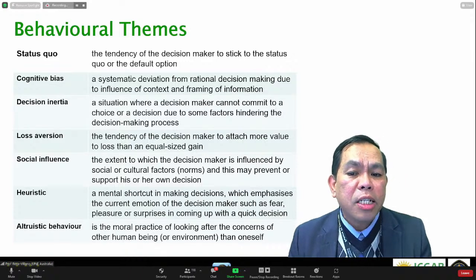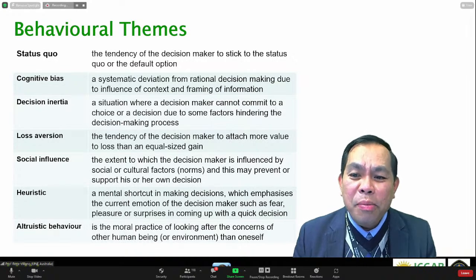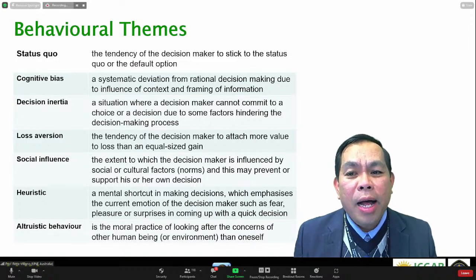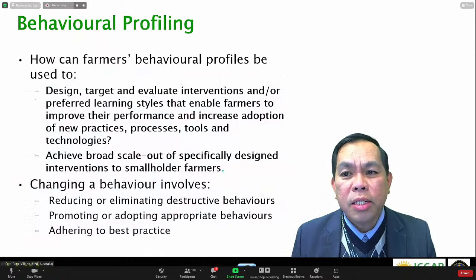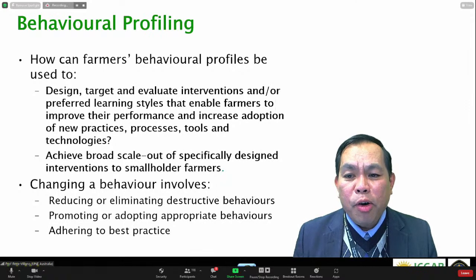It is the moral practice of looking after the concerns of other human beings or the environment other than oneself. So these are some of the behavioral themes that we can consider in terms of embedding the behavioral aspect in understanding the decision-making process. One of the approaches that we can take is behavioral profiling.